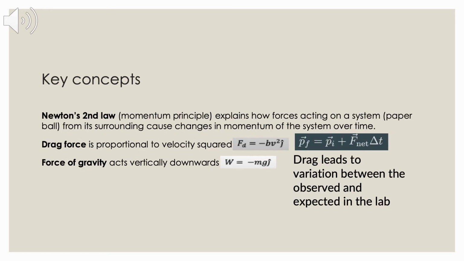Newton's second law explains how forces acting on a system from its surroundings cause changes in the momentum of the system. The system in question is a paper ball. Since there's a net force acting on the paper ball, there'll be a change in its momentum and also a change in its final velocity. The net force comprises the force of gravity, which is given by minus m g j hat, and the drag force, which is proportional to the velocity squared.